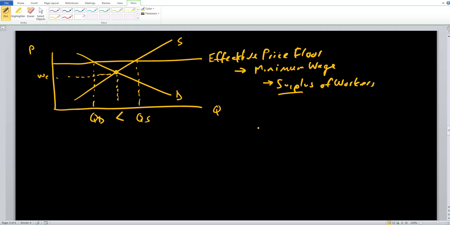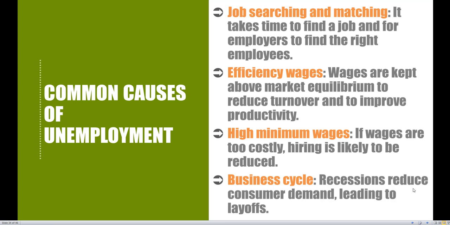And then finally, the last common cause of unemployment is the business cycle. Recessions reduce consumer demand, leading to layoffs. We have the ups and downs of the business cycle, and typically when economic times are tough, when we enter into some type of recession, businesses need to cut costs, and the easiest way for them to cut costs is to go about with some type of layoffs. So they fire workers, tightening their belts, making sure that the business operations can stay afloat during this tough economic time. And when people get laid off, that of course is going to be seen as unemployment.